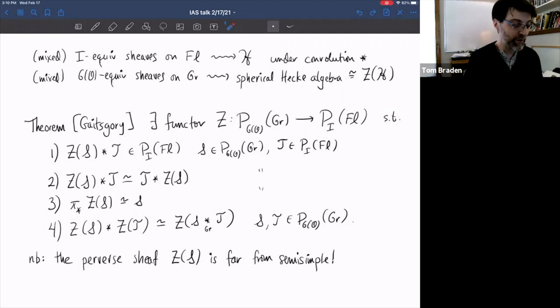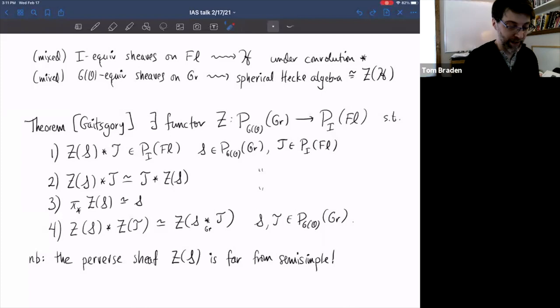If you do sheaves, you need to use mixed sheaves in order to get the parameter v out of it. I'm not going to spend a lot of time worrying about the mixed structure on this. If you just categorify the sheaves by themselves, you're going to get the group algebra of the affine Weyl group. But if you take the Grassmannian and take G of O equivariant sheaves, you again have a convolution because it's mod G of O on the right and G of O equivariant on the left, and then you'll get a commutative algebra, which is the spherical Hecke algebra, which can be identified with the center of the affine Hecke algebra as we've talked.